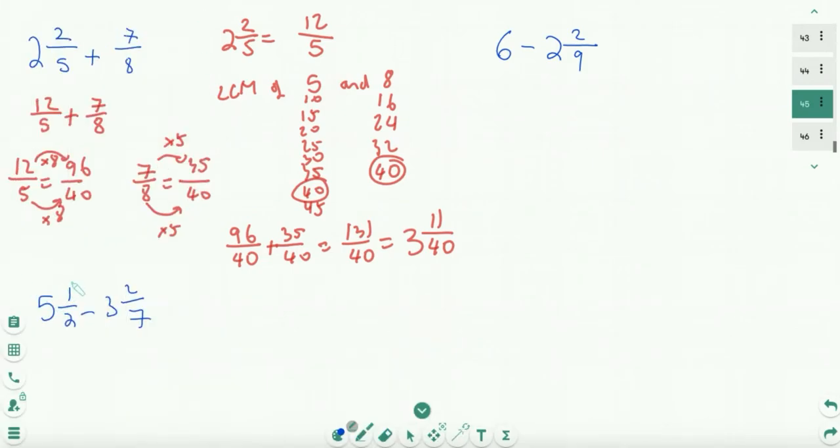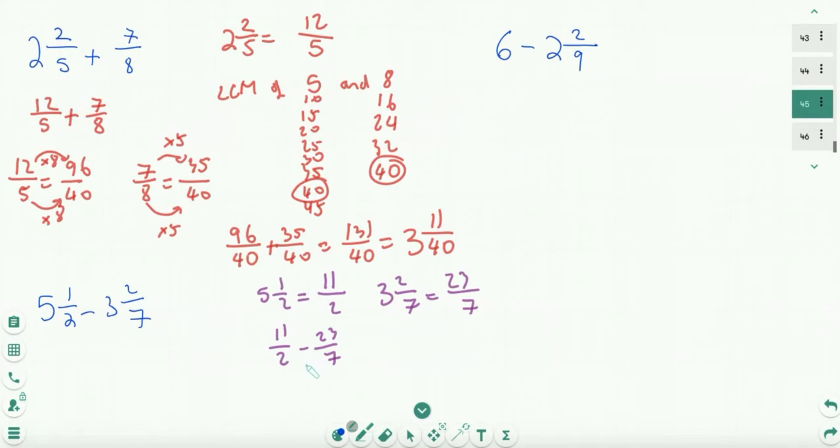We have two mixed numbers, so we have to turn both of them into improper fractions. In the last question, we only had one mixed number, so we only had to change that one. We could just leave the other the same, but here we have to change both. So 5 1/2. Denominator stays the same. 2 times 5 is 10, plus 1 is 11, and we'll do the same thing with 3 2/7. 7 times 3 is 21, plus 2 is 23. So it's going to be 11 over 2 minus 23 over 7.